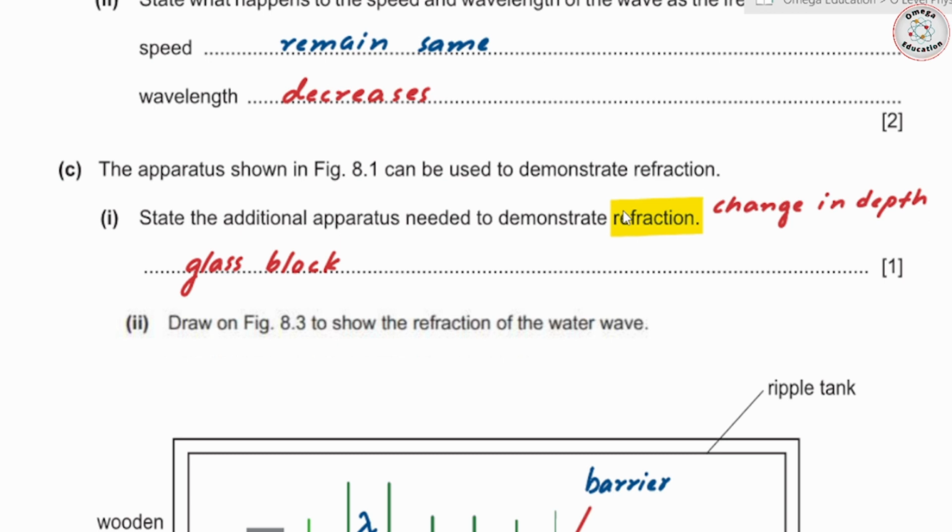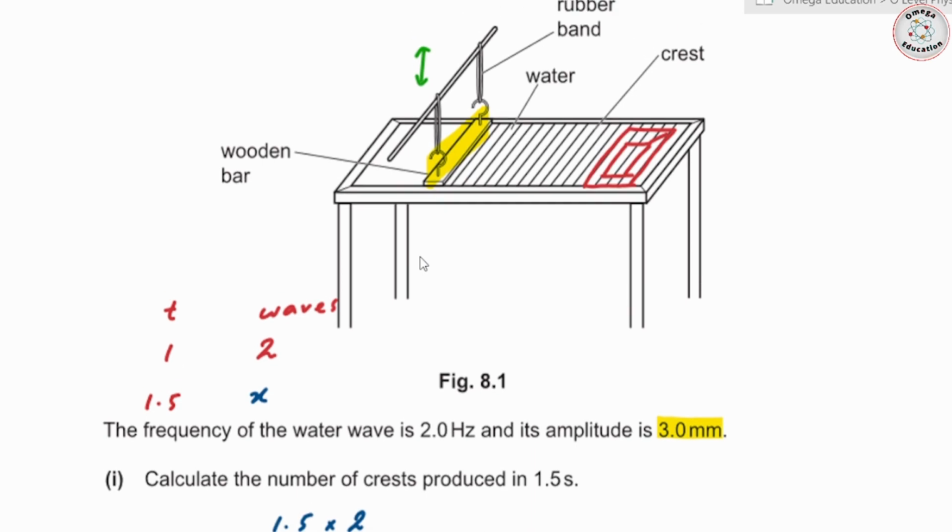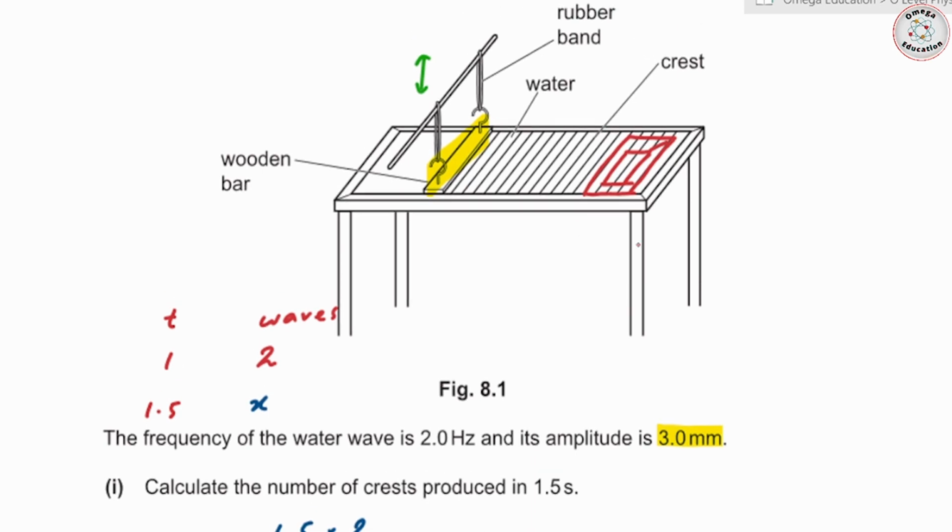The apparatus shown in figure 8.1 can be used to demonstrate refraction. State the additional apparatus used to demonstrate refraction. Glass block or a wooden block. You place a wooden block somewhere over here. What happens with the wooden block or the glass block? The depth of the water changes. And refraction for the water waves occurs due to change in the depth.